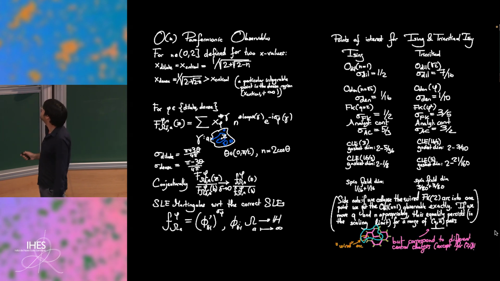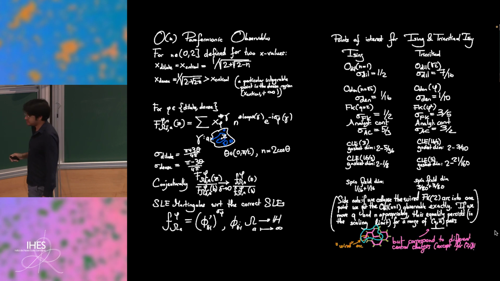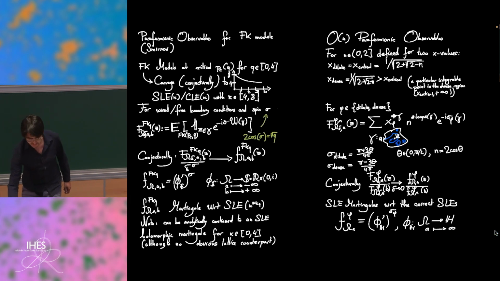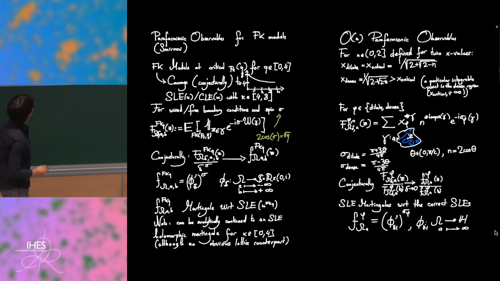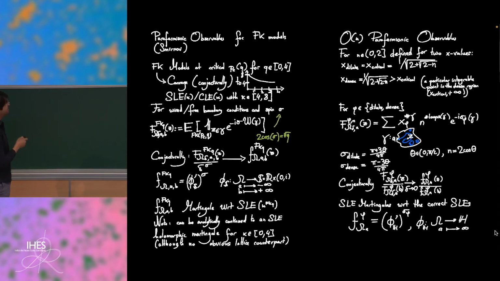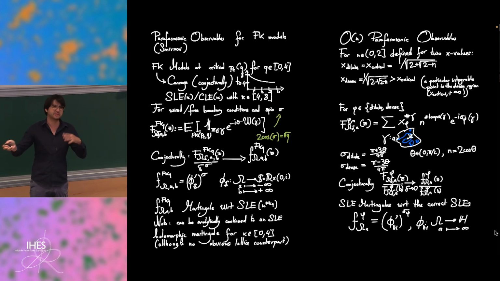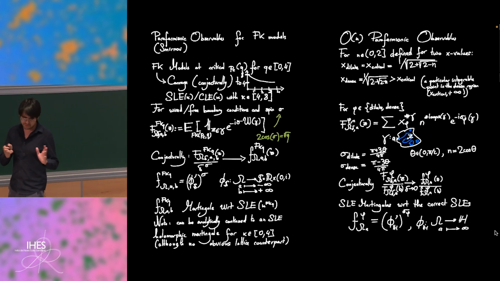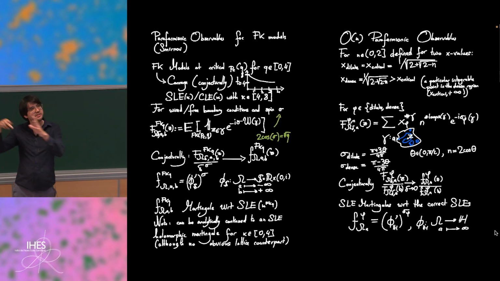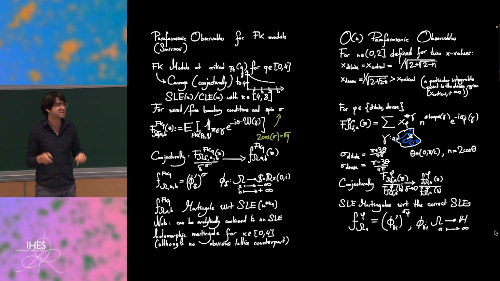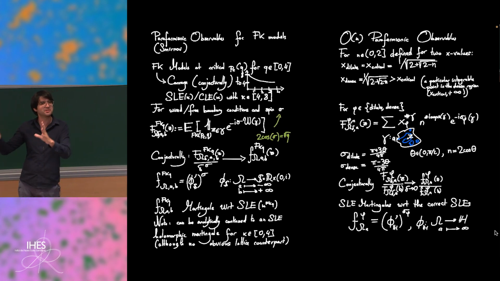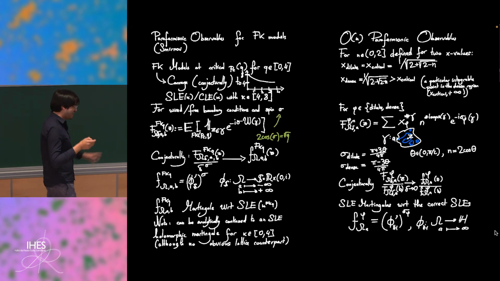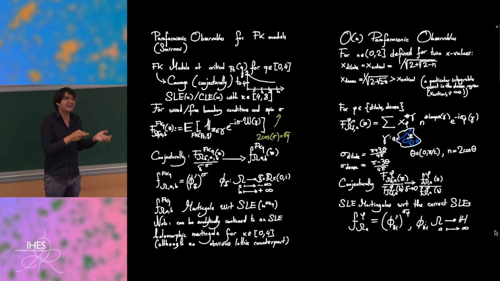So maybe I want to add something here. Let's take a step back. So I said for the FK model, you have this convergence. So what did we have? We have the O(N) models, there's a dilute and a dense phase. There are spins, observables, and all that. And so dilute is kappa less than 4. Dense is kappa bigger than 4. It's quite nice. FK, for some reason, there's only the kappa bigger than 4 region, right? It's like the dense O(N). But there's no dilute FK in some sense.